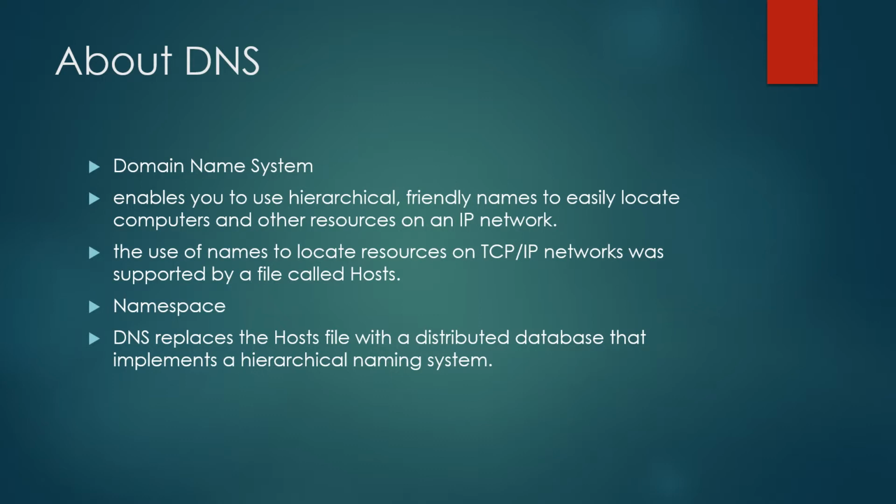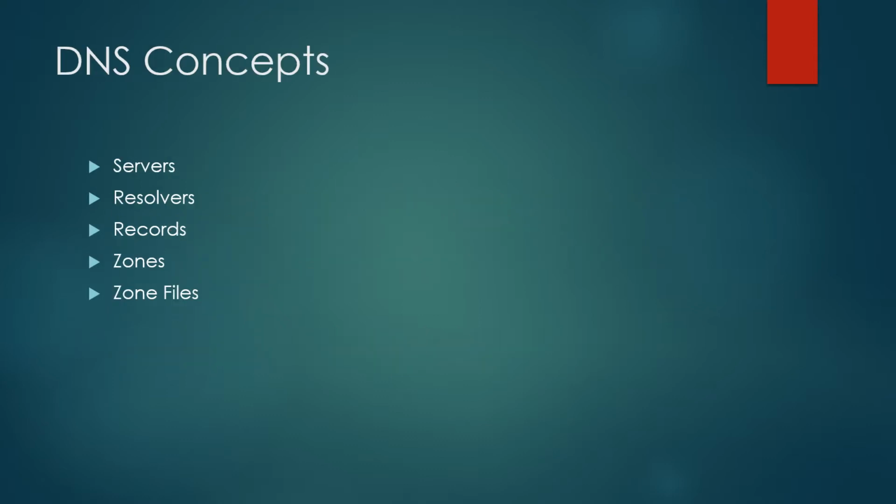So now we're going to take a look at DNS concepts. The DNS concepts that I have are servers, resolvers, records, zones, and zone files. DNS servers store information about zones, one zone or multiple zones. When a DNS server receives a DNS query, it attempts to locate the requested information by retrieving data from its local zones. But if this fails because the server is not authoritative for the DNS domain requested and does not have the data, the server can check its cache, communicate with other DNS servers to resolve the request, or refer the client to another DNS server that might know the answer.